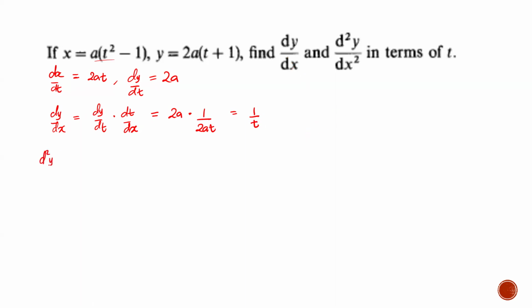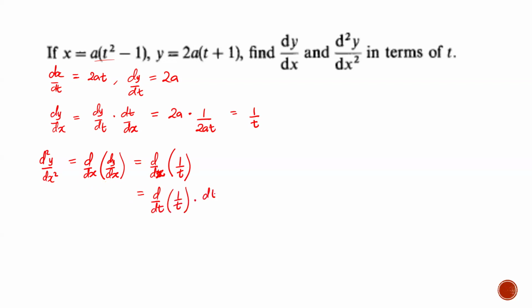Okay, so how would we get d2y/dx squared? We know that d2y/dx squared is simply the derivative of dy/dx with respect to x. And so we're differentiating 1 over t with respect to x. Now, how do we differentiate 1 over t with respect to x? This is a function of t. So we first differentiate this with respect to t, and then multiply by dt/dx.